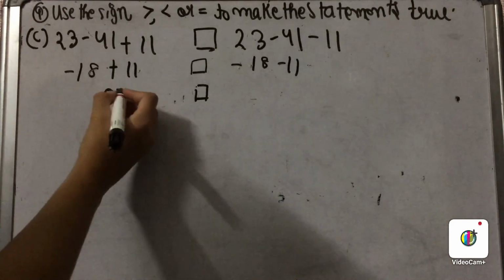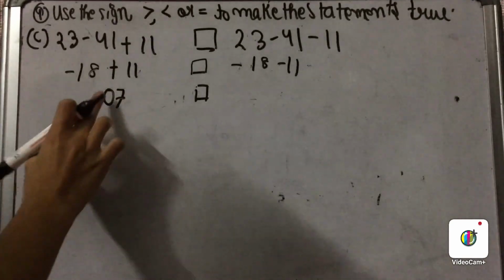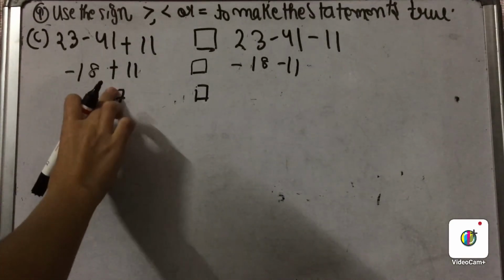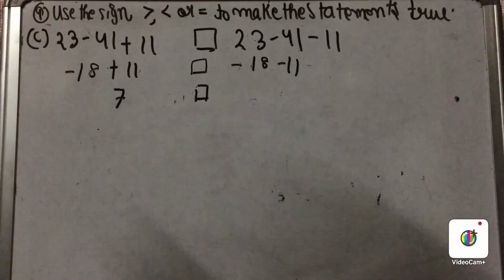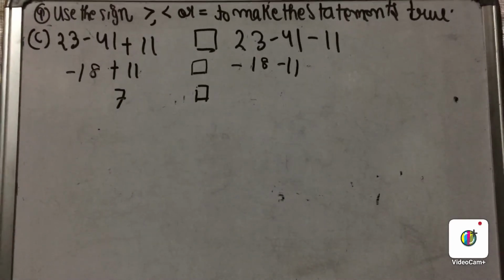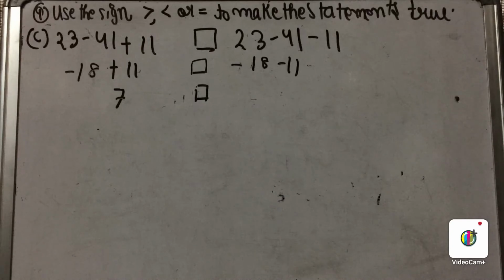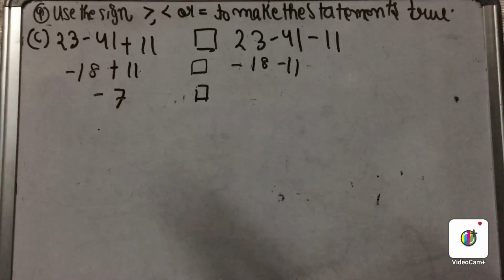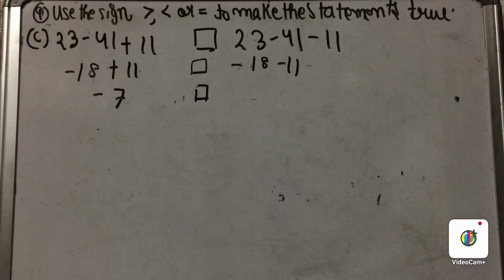So actually there was no need to write 0 here. It would be 7. So now what sign would there be in front of 7? Minus or plus? 18 is bigger and the sign in front of 18 is minus, so it would be minus 7. So now let us solve our right hand side. So what is our RHS? Our RHS is minus 18 minus 11.